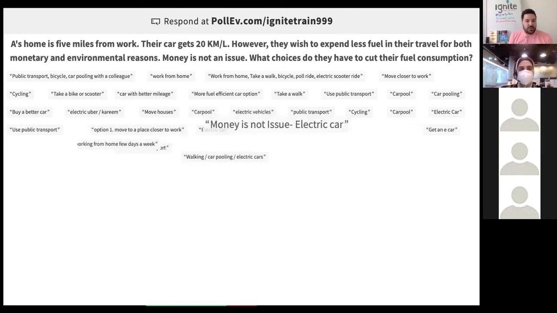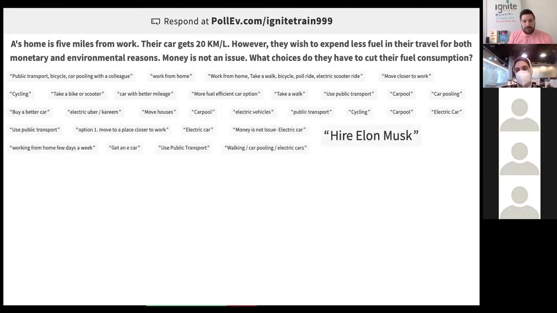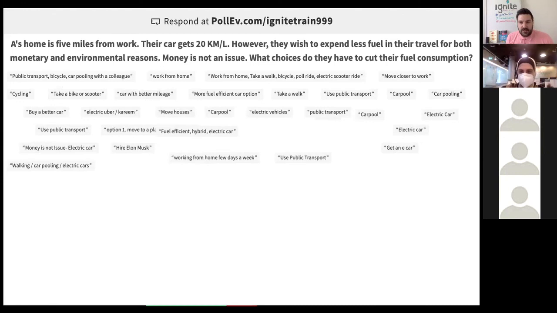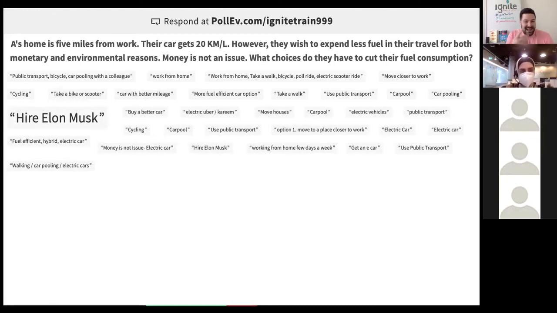We've got another: move house, bike, yeah. And then if money is not an issue, an electric car, fuel efficient hybrid. So these are all great examples, but again, we're thinking within our own realms of what we can do. You know, hire Elon Musk. There you go. There's an idea.